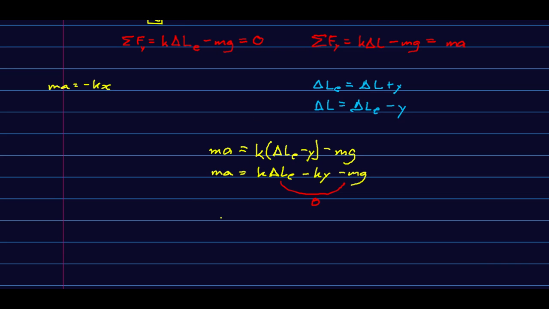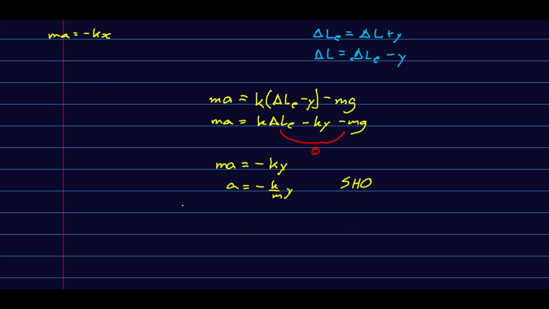And so what we've got now is ma equals negative ky. a is negative k over m times y. Aha! Simple harmonic oscillator. And what's more, remember that when a is negative some constant times x or y, whatever the coordinate is, then that means that our 2 pi over the period is the square root of that constant.